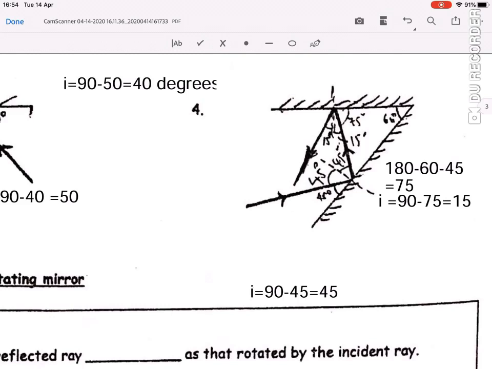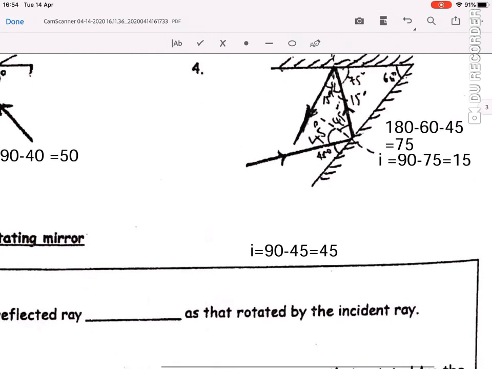Okay? So in here, that's why the bottom part is 45. And we got 180 minus 60 minus 45 to give you 75 at the top. From that, we can say the normal is 90 degrees minus that 75 to give you the incident wave of 15 degrees. And from 15 degrees, you can draw in the other one as well to give you the final answer of 15 degrees coming out of the top of the mirror.